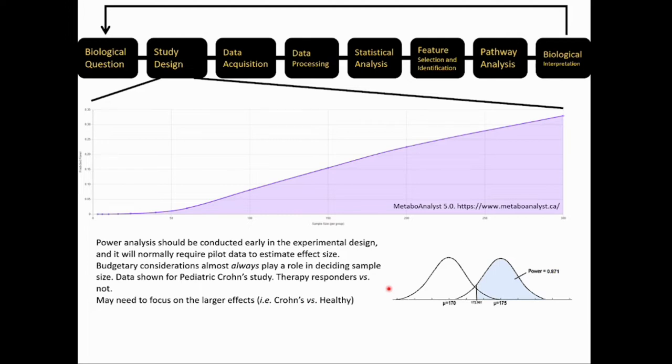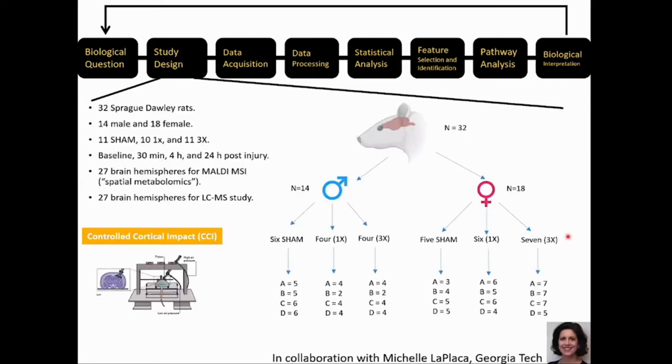What I'm showing you here is a curve for a study that we are undertaking right now. It's a pediatric Crohn study. These are responders to therapy versus not responders. We collected some preliminary data, and the preliminary data basically told us that we needed a minimum of 250 to 300 patients per group. So, you know, 300 responders versus 300 non-responders to reach a good power. And that just tells you the cost and the scale of this type of omic studies. The larger the effect, the smaller the group size, as normally happens.